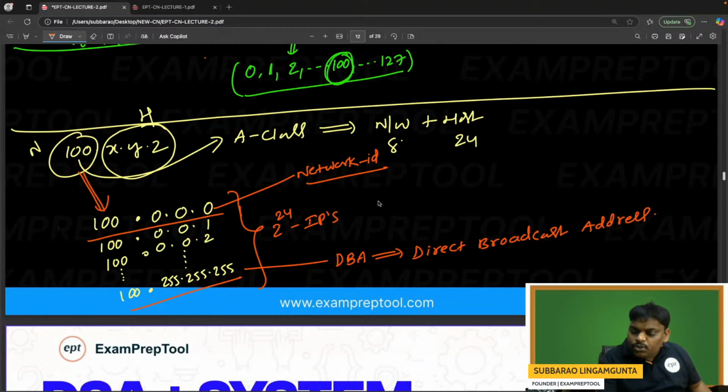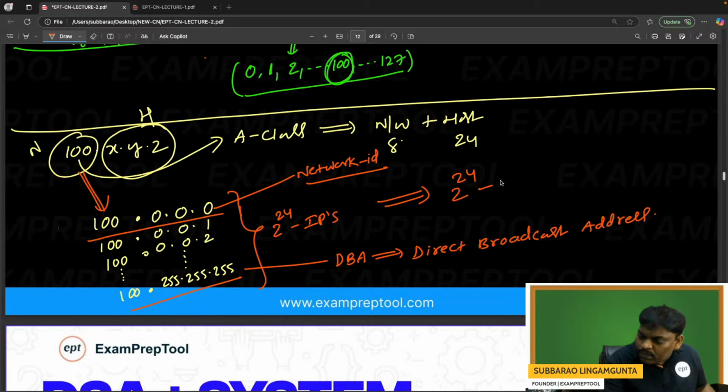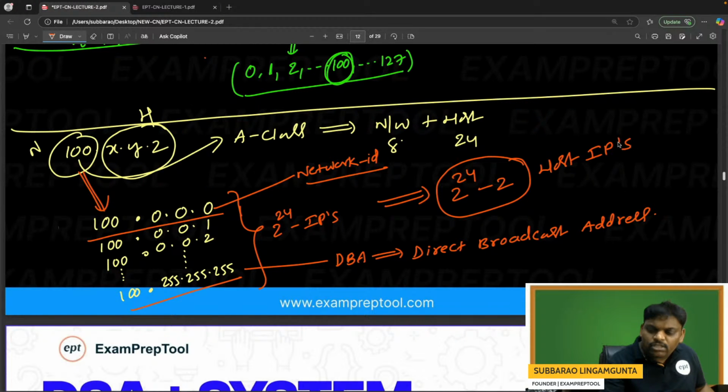If you observe, remaining people, there are total 2 power 24 IPs, but 2 are for special purpose. So 2 power 24 IPs minus 2 are for host purpose. These are host IPs, meaning for every customer, for every employee, you can give one IP. You cannot give to 2 power 24 people. 2 are for special purpose, remaining you can give for host. If they ask you how many hosts, 2 power 24 minus 2. How many IPs? 2 power 24.